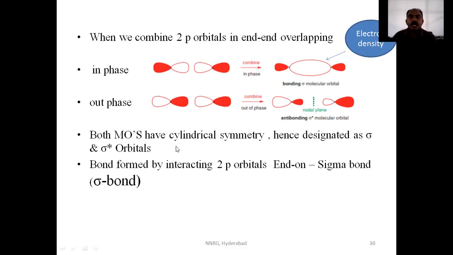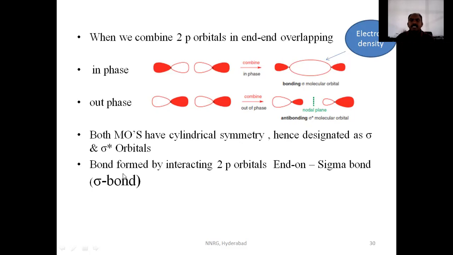So both molecular orbitals have cylindrical symmetry. What does it mean? When you rotate this molecular orbital by 180 degrees, the shape of the molecular orbital will be the same. So that means it is cylindrically symmetric in nature. They are designated as sigma and sigma star. Sigma is designated for bonding orbitals and sigma star is designated for anti-bonding orbitals.